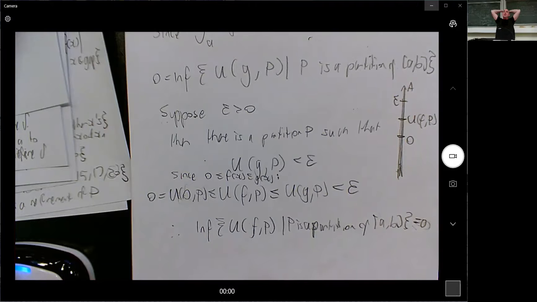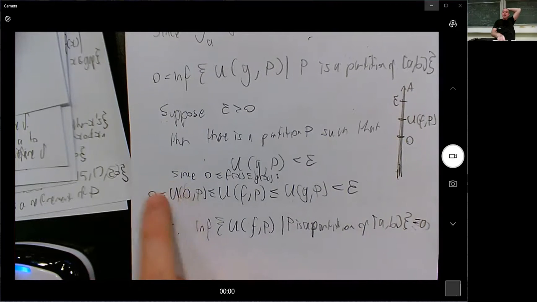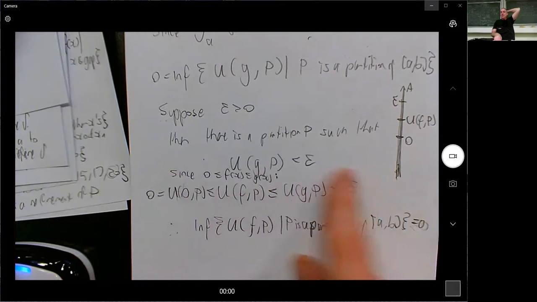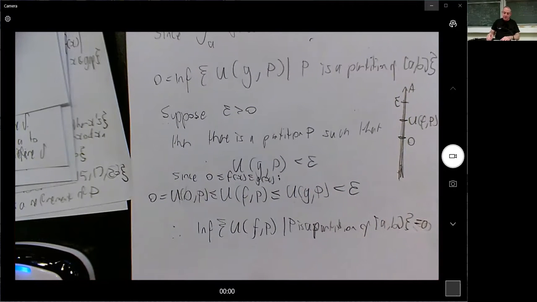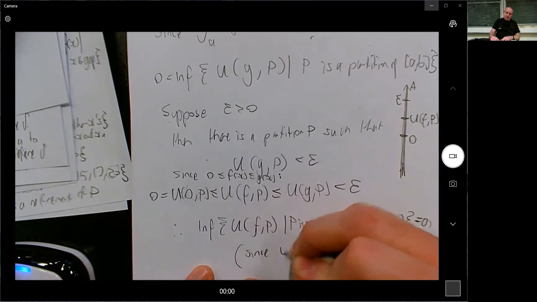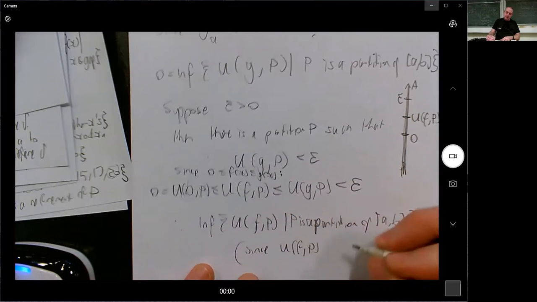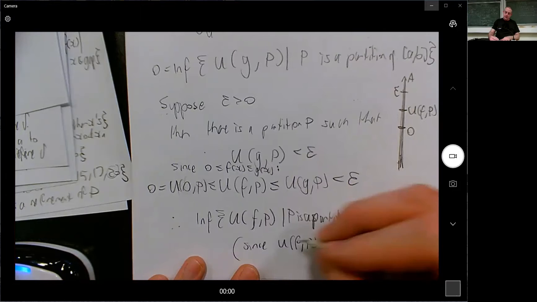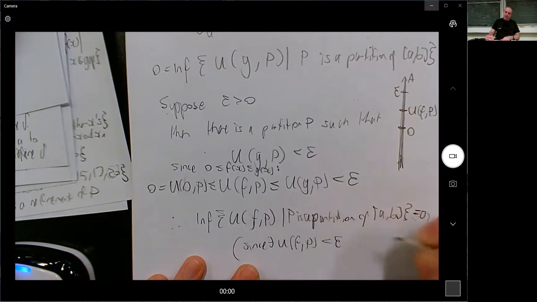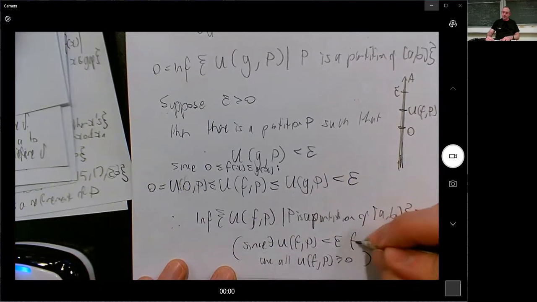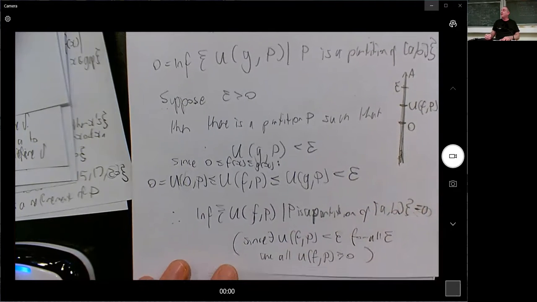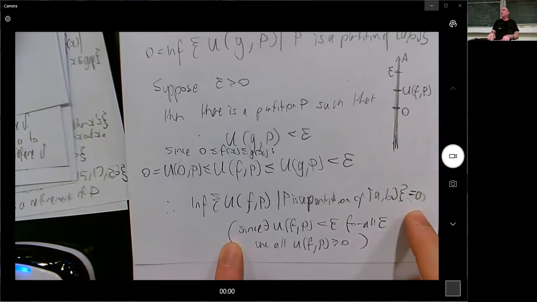And so the infimum has to be greater than or equal to 0 because of this fact here, and the infimum has to be less than or equal to every epsilon because of this fact here, and so therefore it's equal to 0. Yes. There exists a U(f,P) that's less than epsilon, and all U(f,P)s are greater than or equal to 0, for all epsilon, something like that. That's the reason why the infimum is equal to 0.